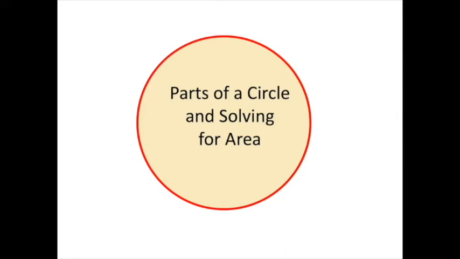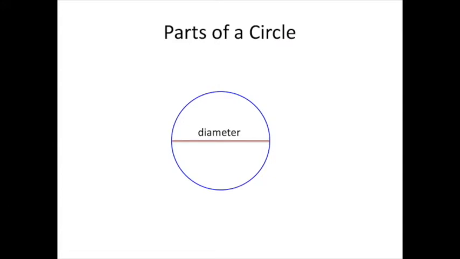Today we're going to be reviewing the parts of a circle as well as looking at the formula for solving for the area of a circle. If you recall, the parts of a circle include the diameter, which goes from one point on the circle to the other side of the circle, crossing through the center.